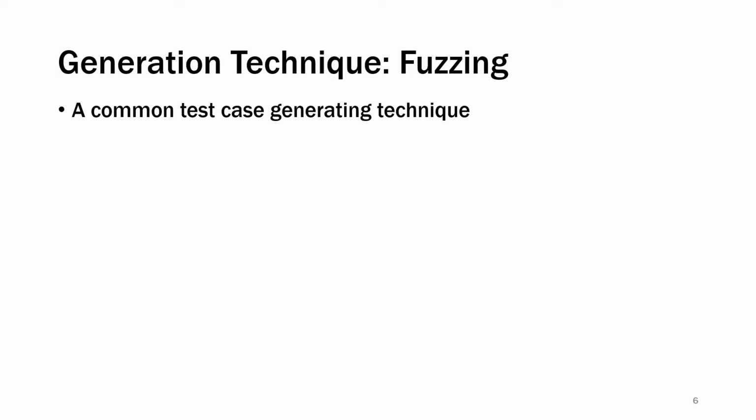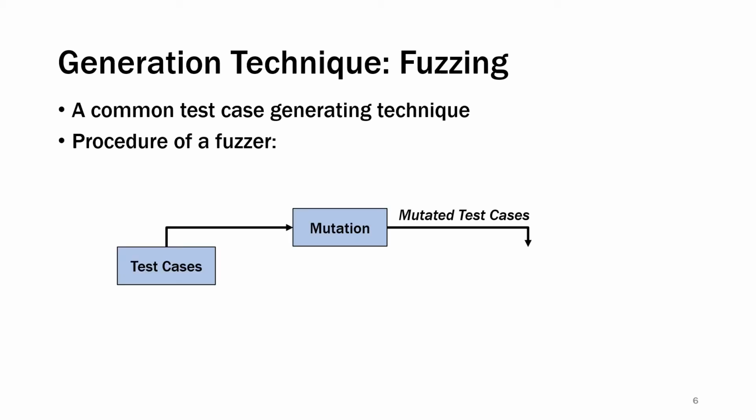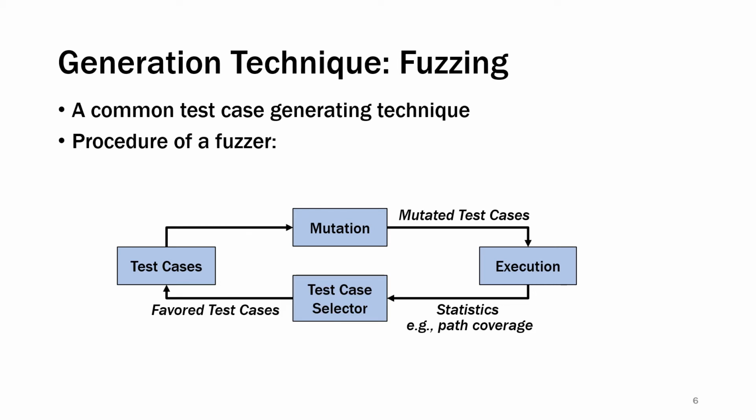Fuzzing is a commonly used test case generation technique. Here is the procedure. First, we have a set of initial test cases. The fuzzer first mutates the test cases and executes them on the program. The fuzzer keeps track of statistics such as path coverage during execution. Test cases that contribute to better coverage will be saved and mutated again.